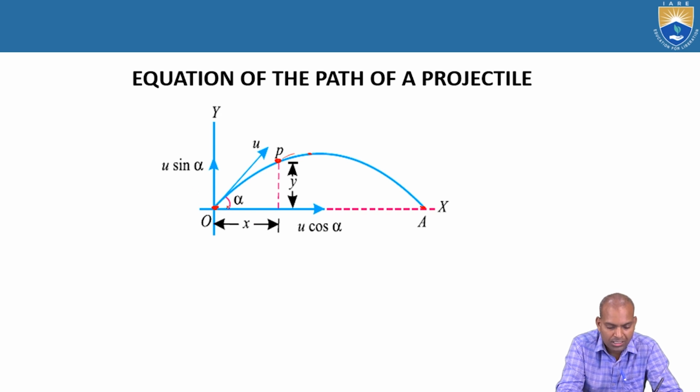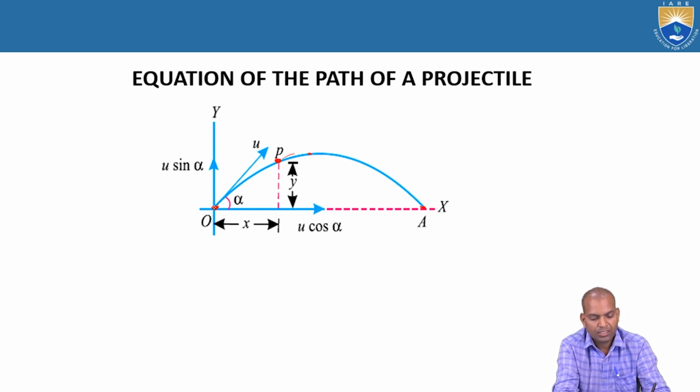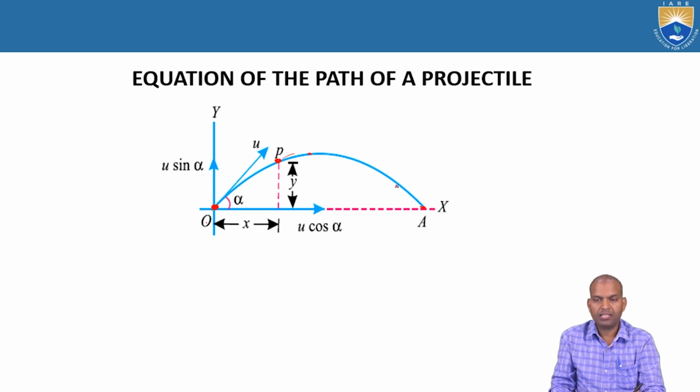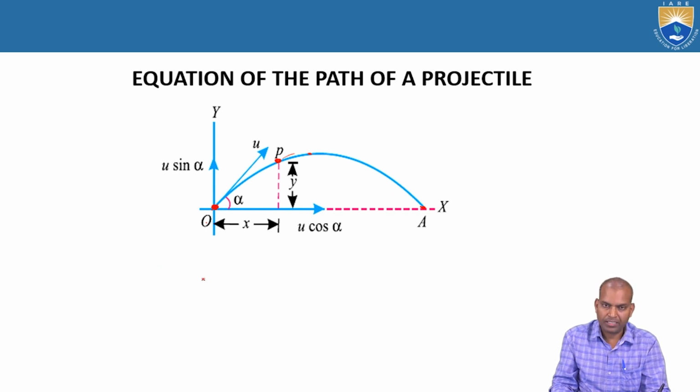Now, if you resolve the initial velocity U at this point, with the angle of projection alpha, into horizontal and vertical components, the horizontal component is u cos alpha and the vertical component is u sin alpha. OA, the distance from O to A, is the range. The time taken to travel the path of the trajectory OPA, from O to A, is known as the time of flight.